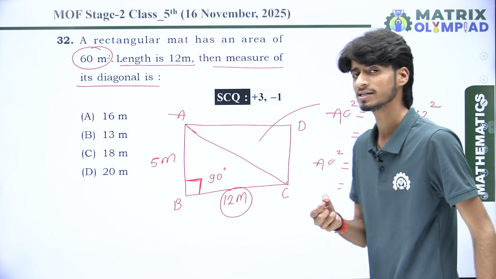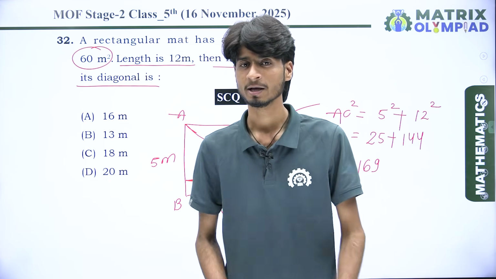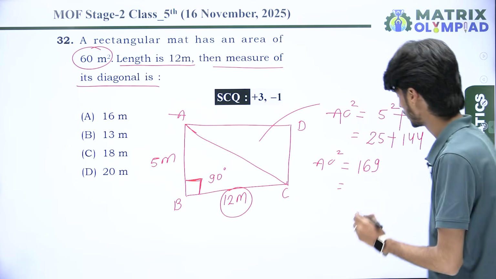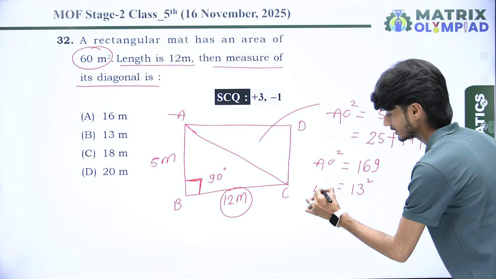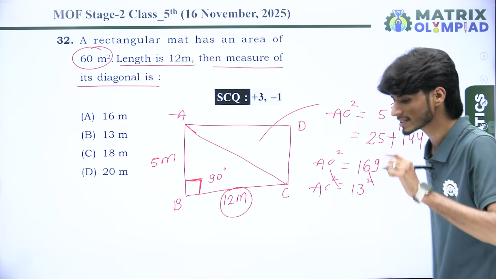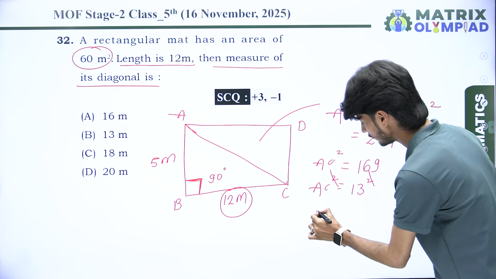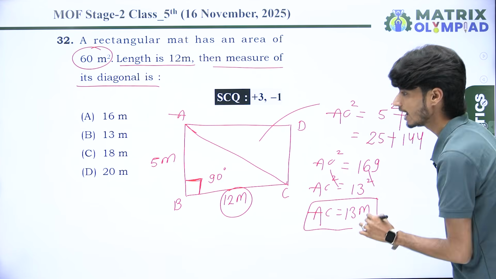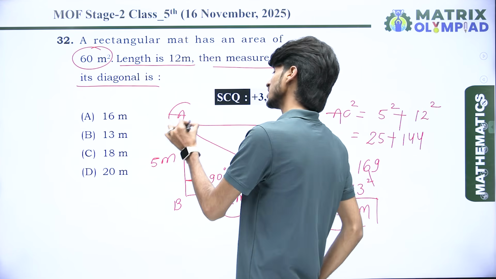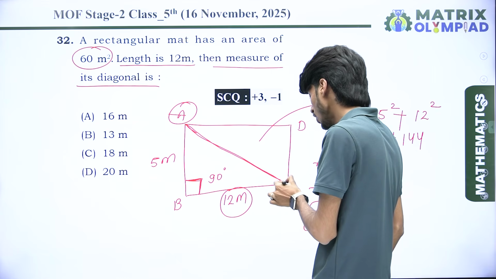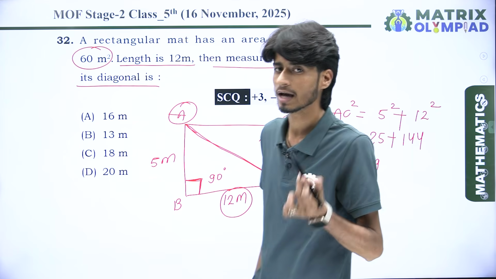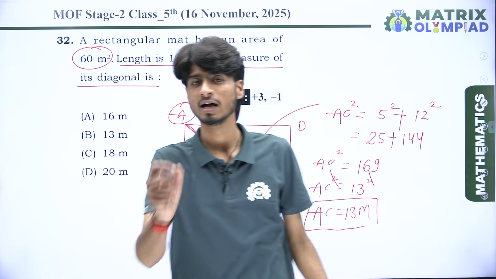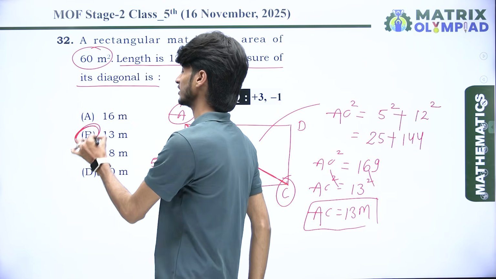And dear student, 169 is the square of 13, because whenever you multiply 13 by 13, you get 169. So that means this is the square of 13. Squares and squares cancel out each other. Then we get the final measurement of AC, which is equal to 13 meter. And dear student, the measurement of AC is known as the measurement of the diagonal of the rectangle which you have, and which is equal to 13 meter. That means the final answer is 13 meter.